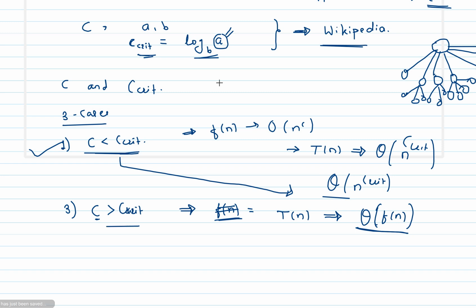In the second case, what will happen? C is greater than c critical, where we have written. So what this means is the log of a to the base b value is a little bit lower compared to the value of c what we have. In that case, you have more number of roots than leaves. So your tree may be something like this, just a one-sided tree. So we have more number of roots in this case instead of leaves.